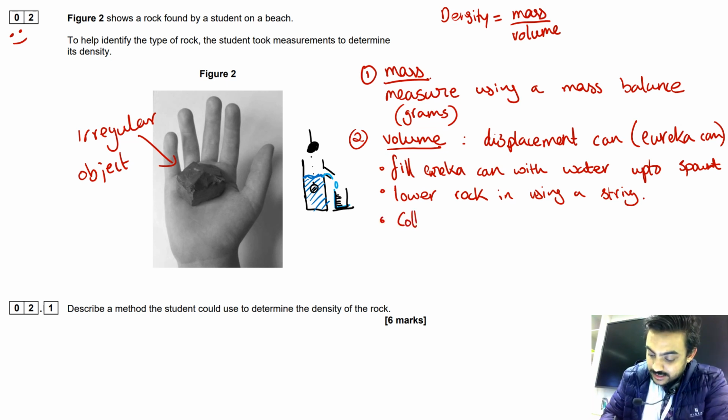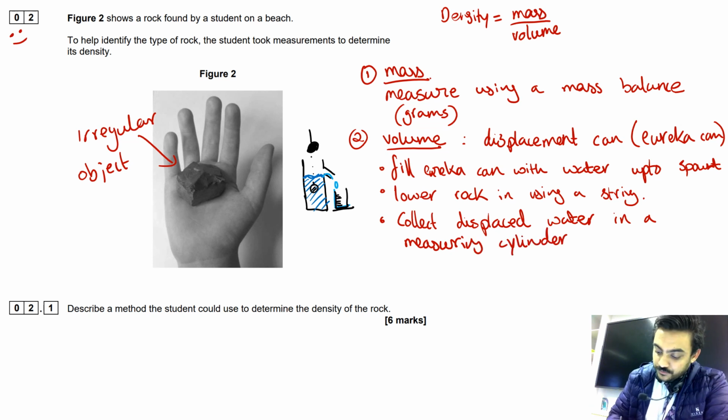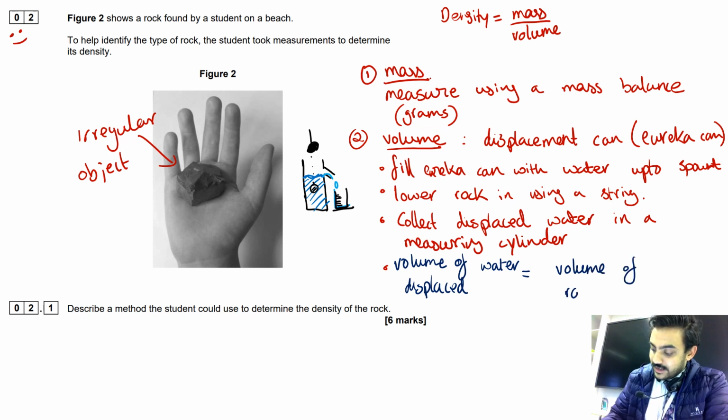Then what you got to do is collect displaced water in a measuring cylinder and measure the volume of the displaced water. And the next thing to say, and this is really important, so I'm going to do it in a different color. Volume of water displaced equals volume of rock. And you really have to say this to get any of those marks.